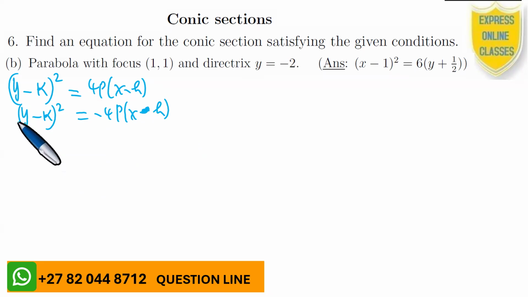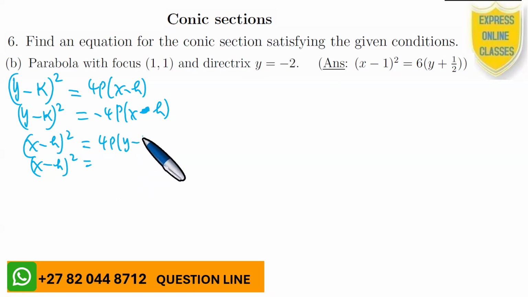Then there are two formulas for x. X minus h, which is 4p y minus k. Okay, so these are the two formulas. These are all four for the parabola, because we need to find the equation of a parabola. So we need to quickly remember these formulas.